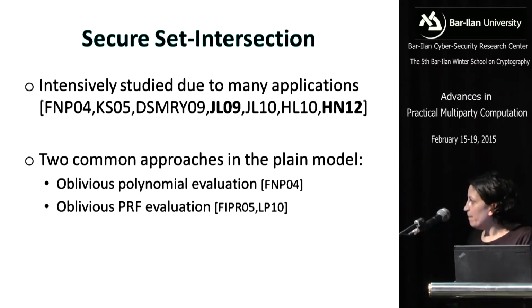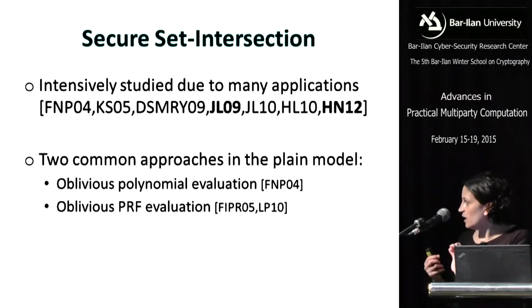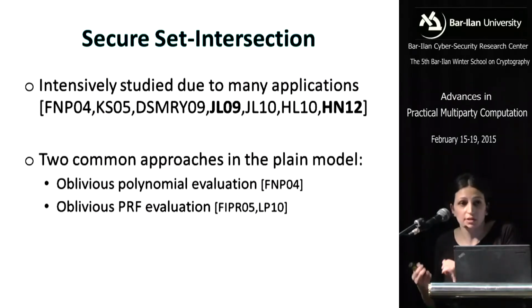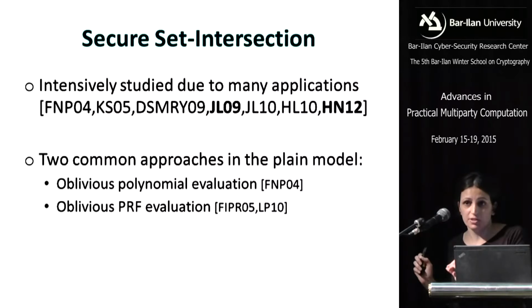In the plain model, we basically have two common approaches to evaluate set intersection. One of them was mentioned by Benny yesterday: Oblivious Polynomial Evaluation, which we will talk about in a second. You could already see how we could use the protocol that I just mentioned. The other approach is Oblivious PRF evaluation. And I'm going to show you that the algebraic PRF is useful for both approaches.